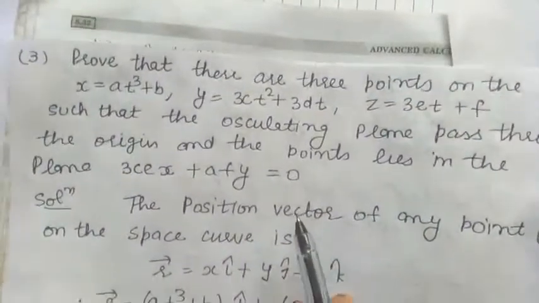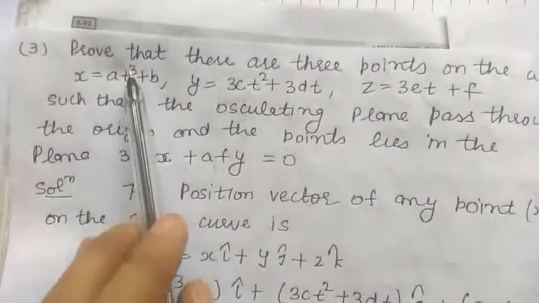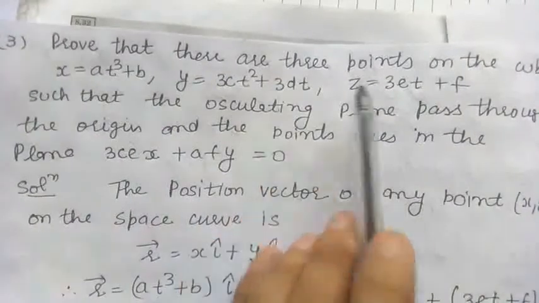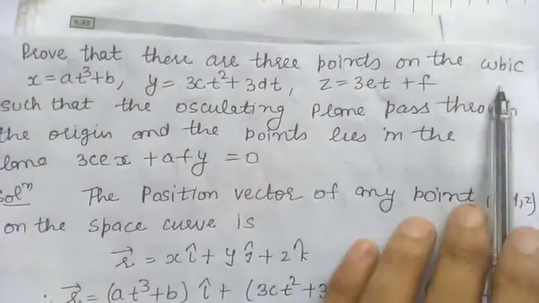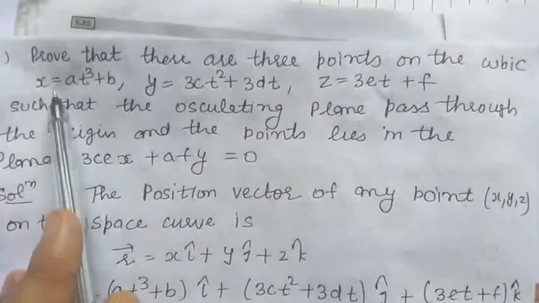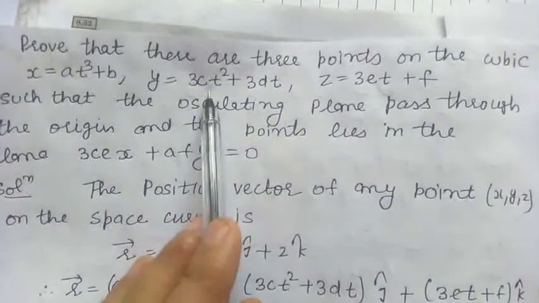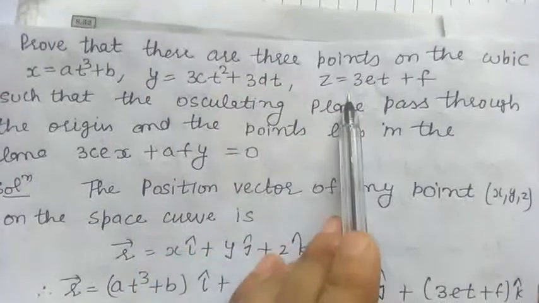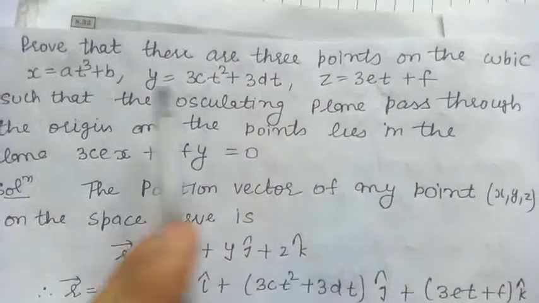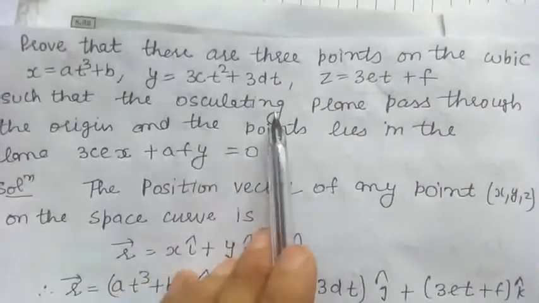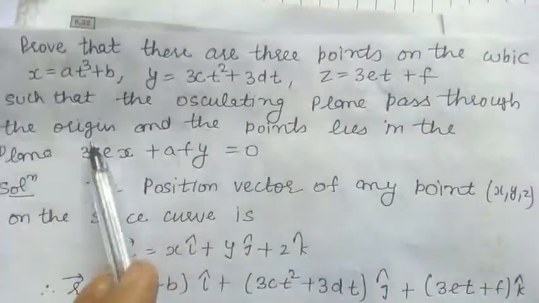Let us see another problem. Prove that there are 3 points on the cubic. The cubic is given by x equal to at cube plus b, y equal to 3c t square plus 3dt, z equal to 3at plus f, such that the osculating plane passes through the origin.